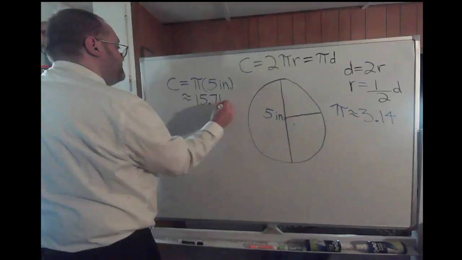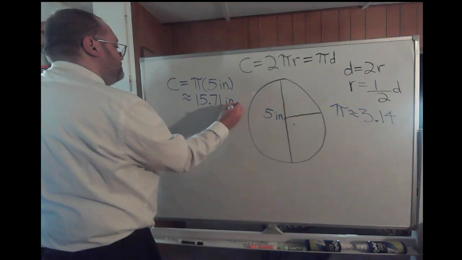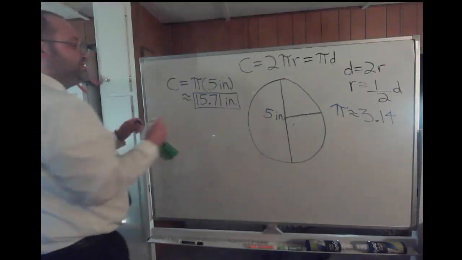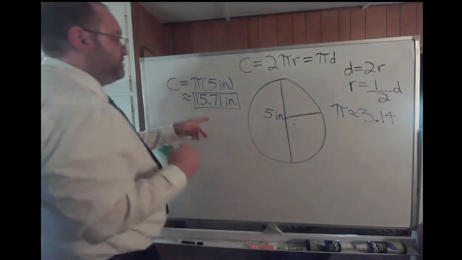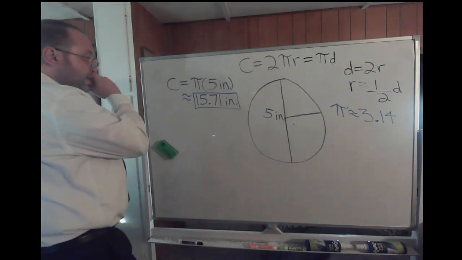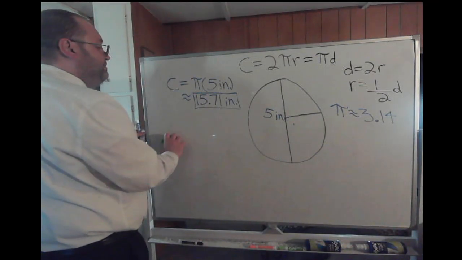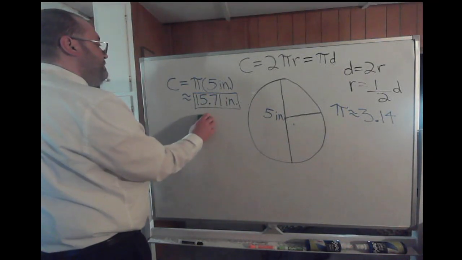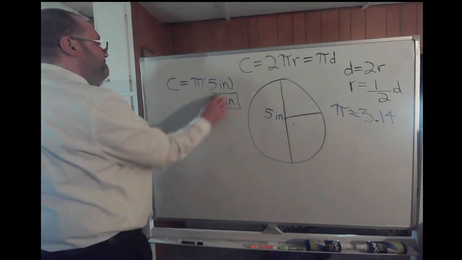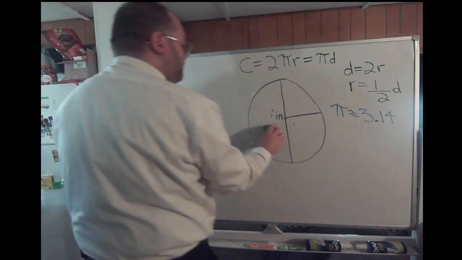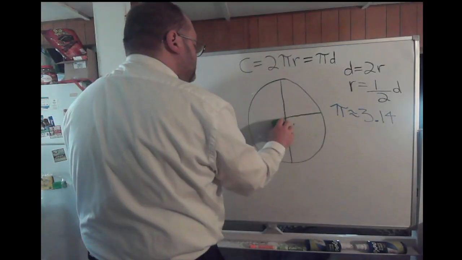So the circumference of this circle is about 15.71 inches. That's what you would get for the circumference of the circle. Alright, so pi times the diameter, that's pretty easy. How about we work with the radius next?